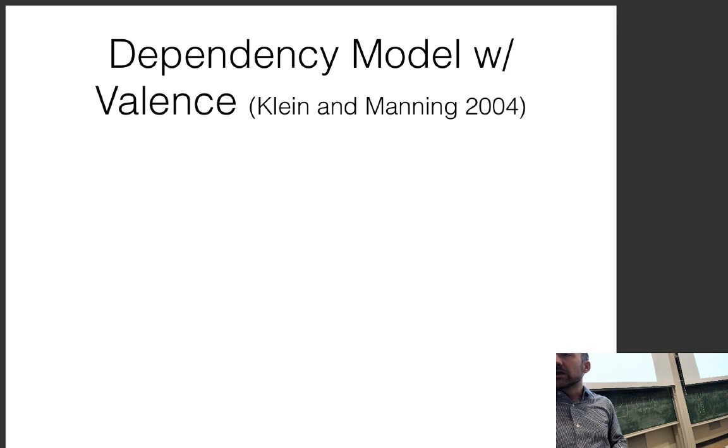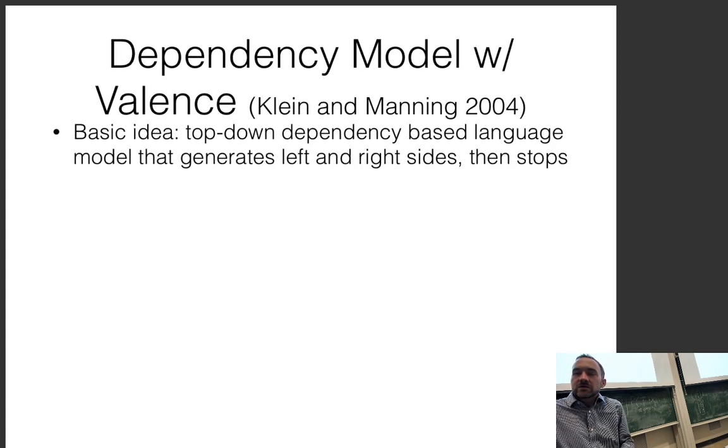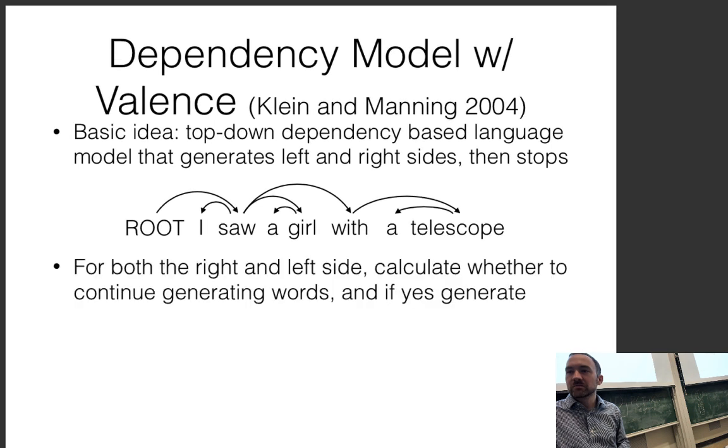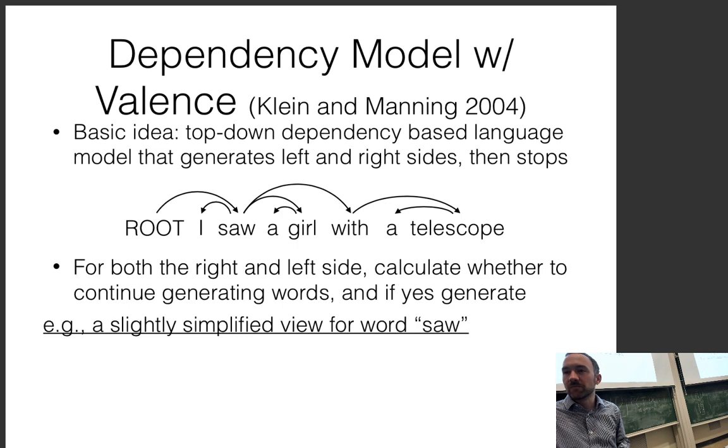So this is a pretty common thing to do in unsupervised learning, and there are also methods to do this for dependencies. Specifically, there is the dependency model with valence, which has been a super popular model for doing this. It's basically a top-down dependency-based language model that generates the left and right sides, and then stops. And for both the left and right side, it calculates whether to continue generating words.